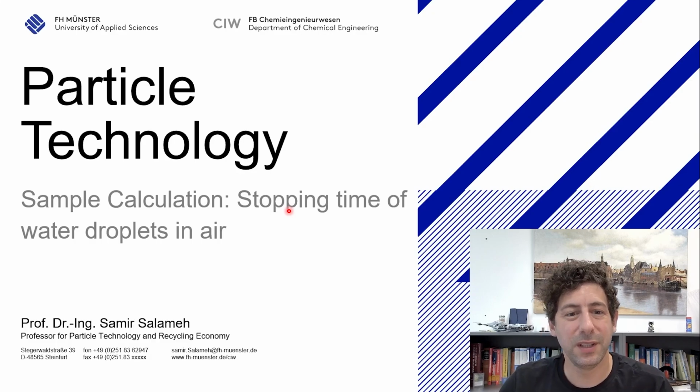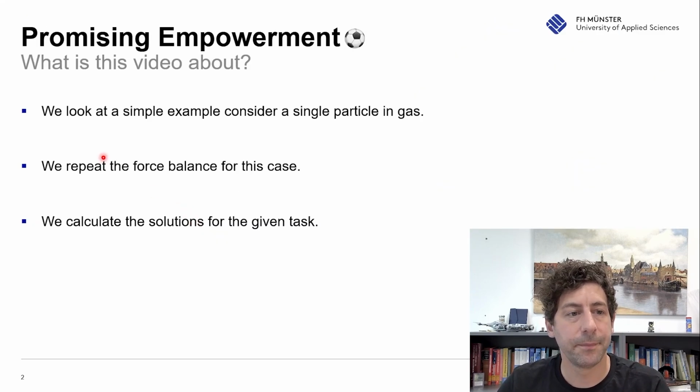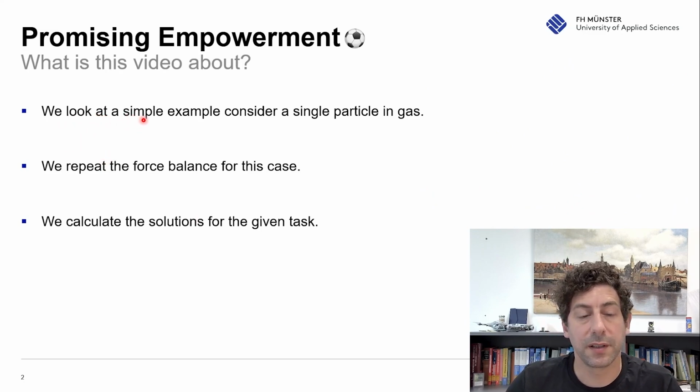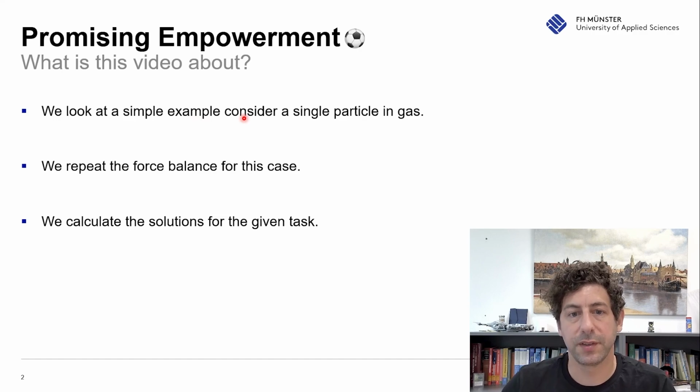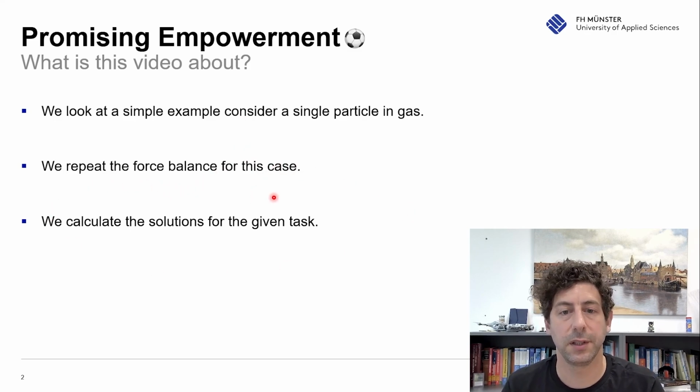Hi, welcome to this video where I want to do again a sample calculation, and in this case I would like to talk about stopping time of water droplets in air. So if we look at what the idea for this video is, we first look at a simple example which considers a single particle in gas, and then we repeat the force balance for this case, and finally we will calculate the solution for the given task in this video.